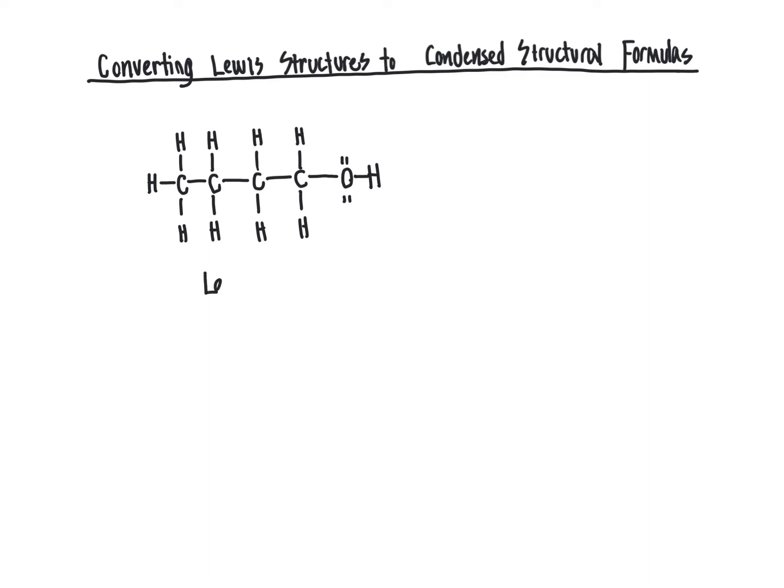So this is our Lewis structure here on the left, showing all of the bonds, all of the lone pair electrons, and if there were any formal charges, we would have to show those as well. There aren't. Now, we are tasked with asking ourselves the question of what is the condensed structural formula going to look like here.